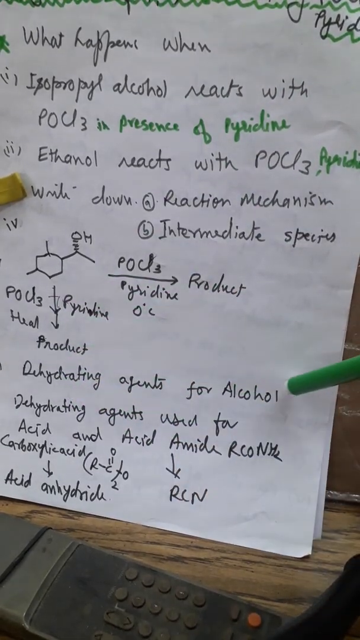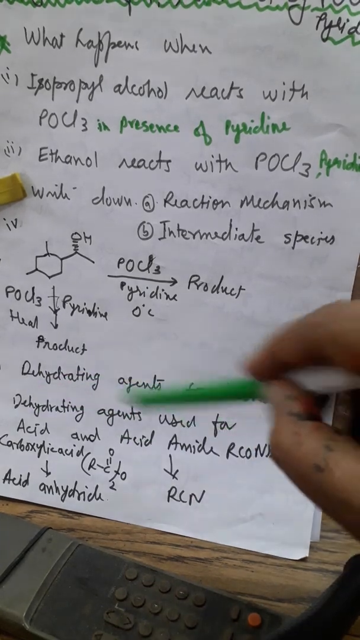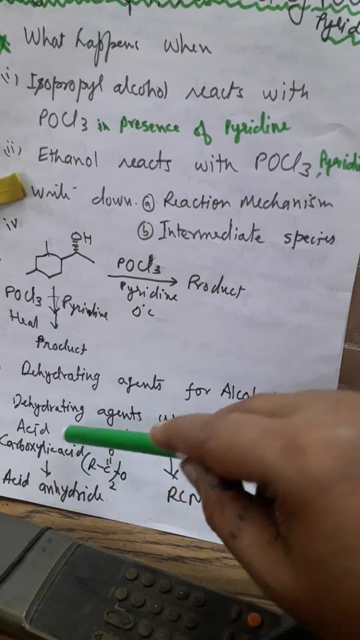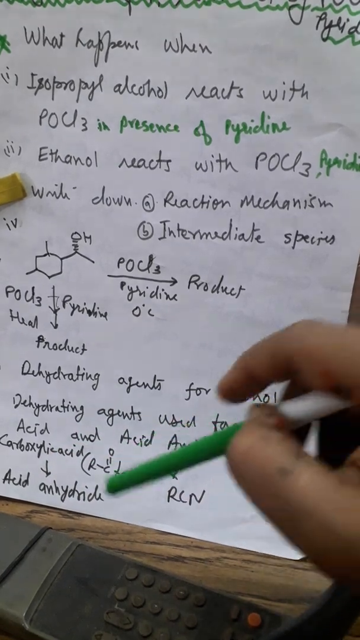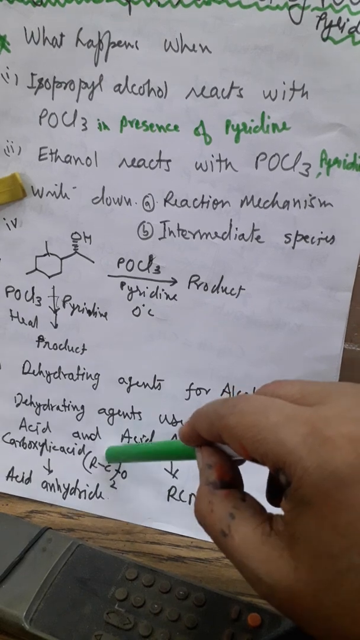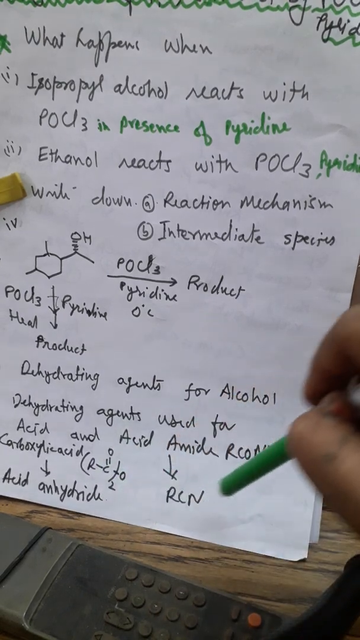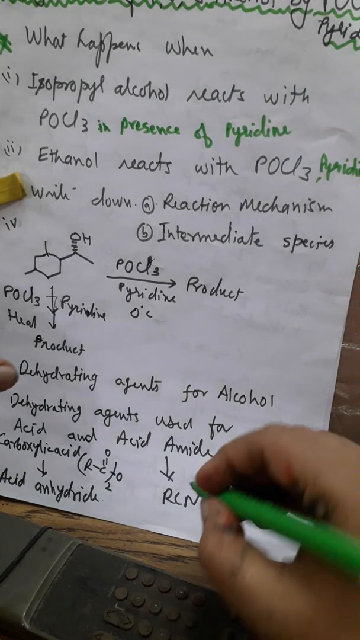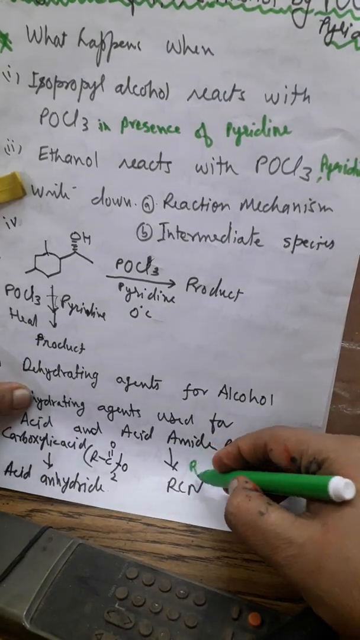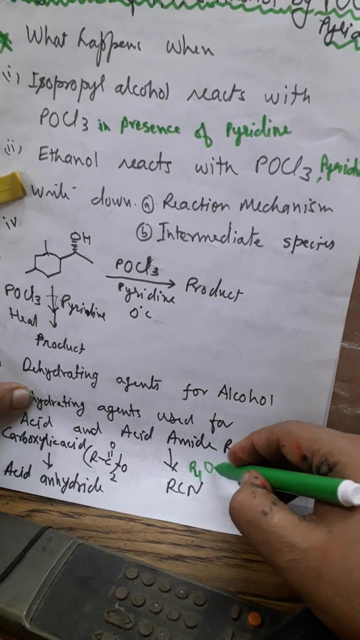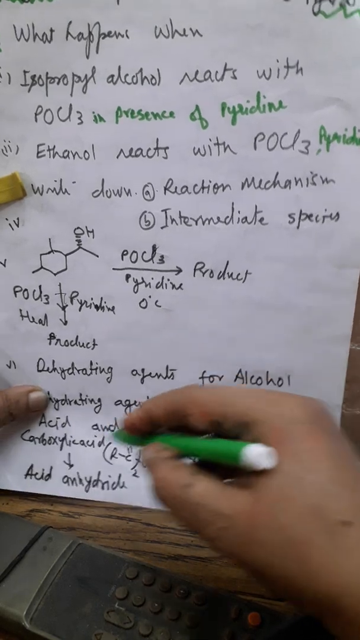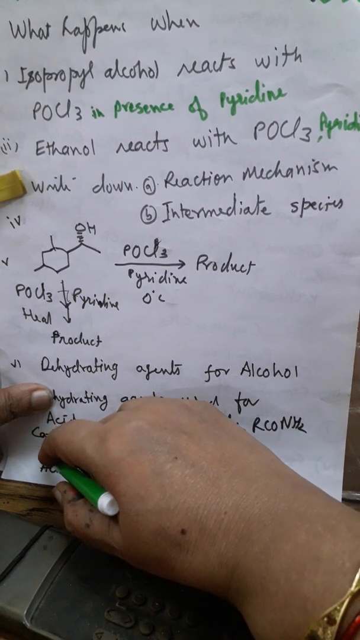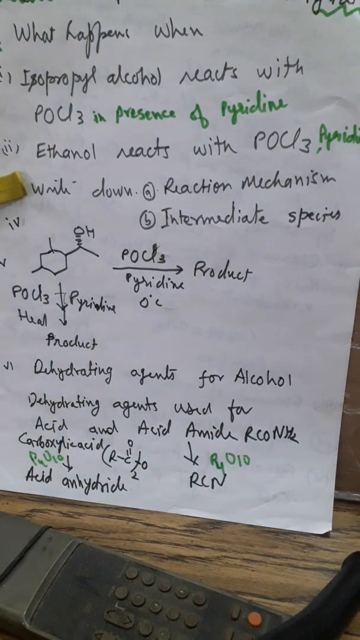Dehydrating agents used for alcohol, dehydrating agent used for acid and acid amide. Here I will give the answer for this. Carboxylic acids in presence of P4O10 will be converted into acid anhydride, and acid amides in presence of P4O10 will be converted into alkyl cyanide. P4O10 I will write down. In both the cases we are using this phosphorus pentoxide. Okay, P4O10. I will let you know about this later on also.